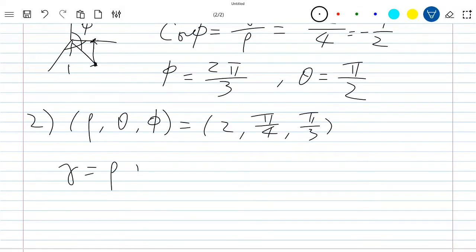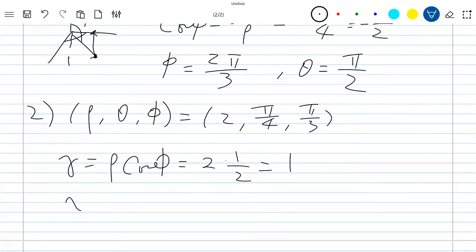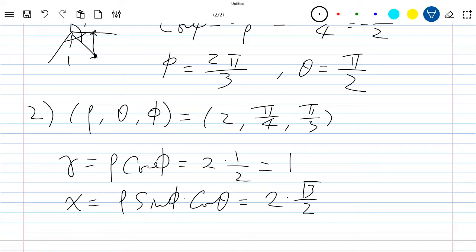z is easiest. It's cosine phi times rho. It's 2 times cosine phi, which is pi over 3. So what is cosine pi over 3? It's 1/2. So it's 1. And how about x? Well, x equals rho times sine phi times cosine theta. And rho equals 2. Sine phi equals root 3 over 2. And cosine of a quarter pi equals root 2 over 2. So that cancels the 2 here, and you get root 6 over 2.